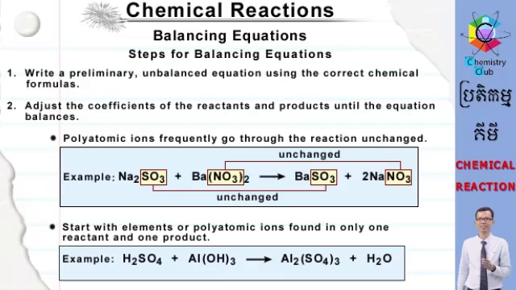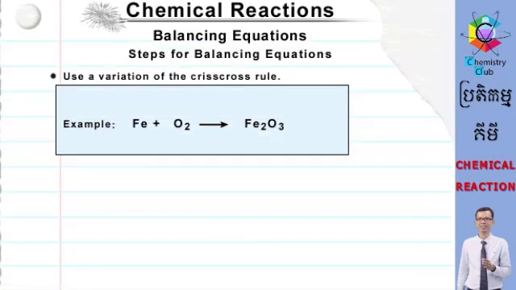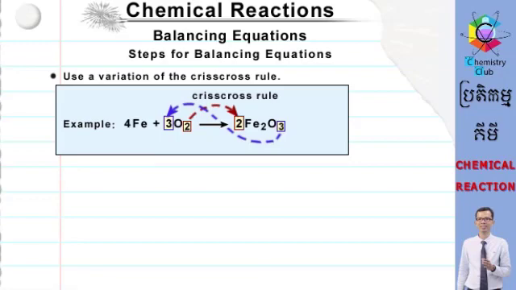It is often easiest to begin balancing with elements or polyatomic ions found in only one reactant and one product. If the number of atoms of an element on the reactant side does not evenly divide the number of atoms of that element on the product side, it is often possible to use a variation of the Crisscross Rule. In this case, use the subscript of the element in the product as a coefficient for the reactant, and vice versa, then finish balancing as you normally would. Learning to balance equations requires a certain amount of trial and error and becomes easier with practice.